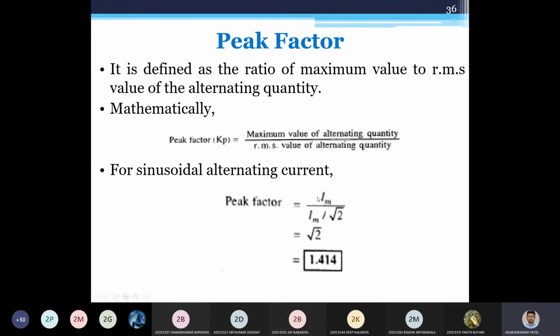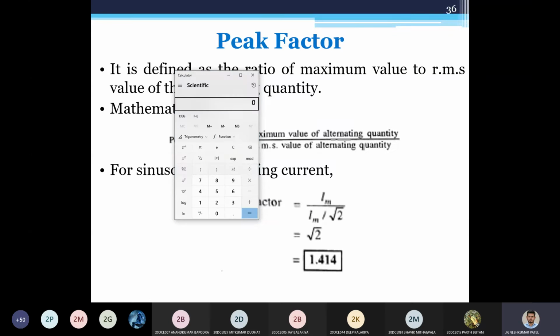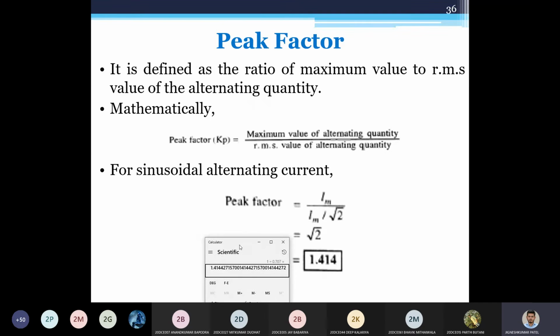So peak factor is equal to Im divided by Im upon root 2. That's the RMS value. So Im will cancel out and you will get 1.414. That's just the reciprocal of your 0.707. So if you want to find out the maximum value, then you can multiply this peak factor with your RMS value. So RMS into peak factor would be the maximum value. At our home, you can say 1.41 into 230, again you'll get 325 volts. This is the value of the maximum voltage that we get at our home.